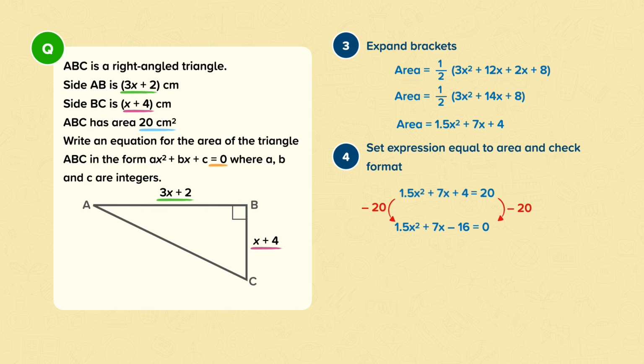The question also asked for a, b and c to be integers. The easiest way to make all of these constants integers without making them very large numbers is by doubling. So multiplying by 2, we get 3x squared add 14x minus 32 equals 0, which is the format that we want. So an equation for the area of the triangle in the format asked for is 3x squared add 14x minus 32 equals 0.